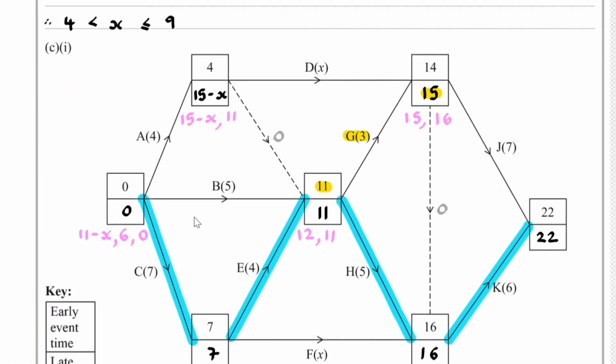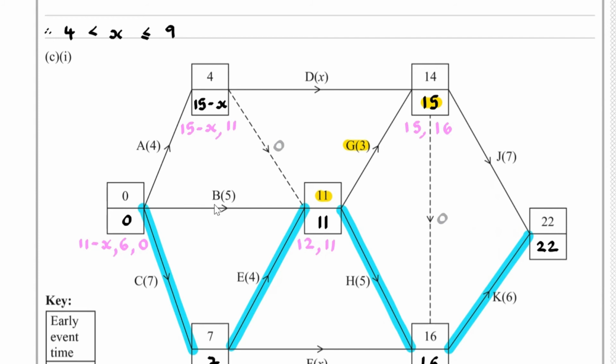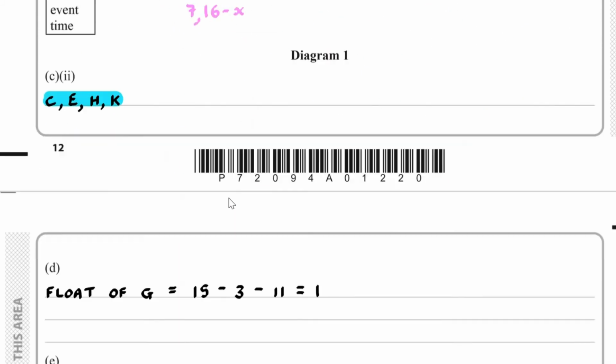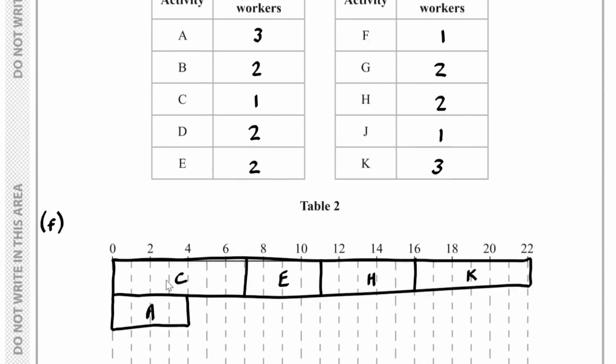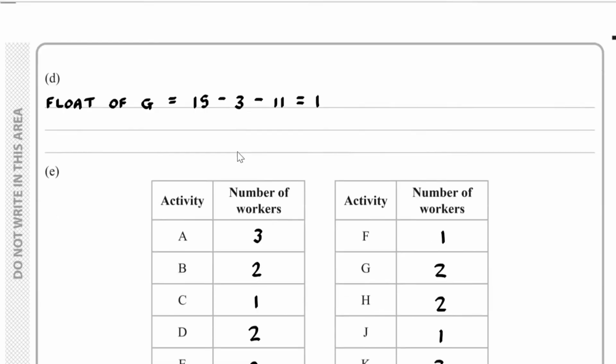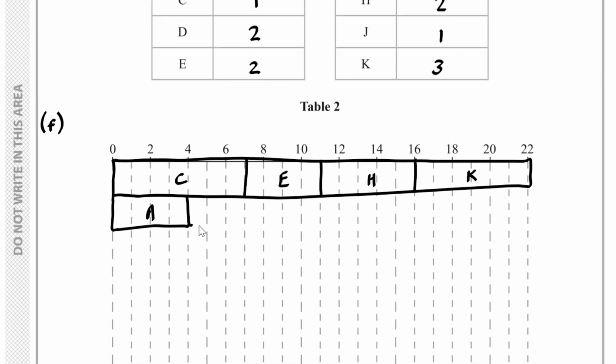Now, A and B do not rely on anything. So we've got A with a duration of 4. So this is where A will go. And then B has a duration of 5. So this is where B goes. What we now need to do is show the appropriate floats.